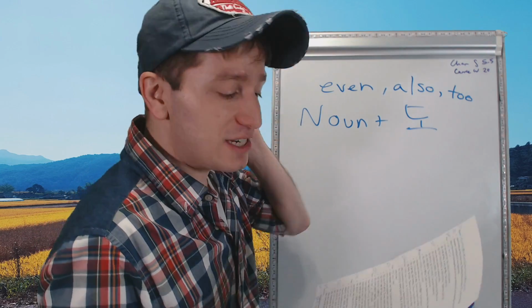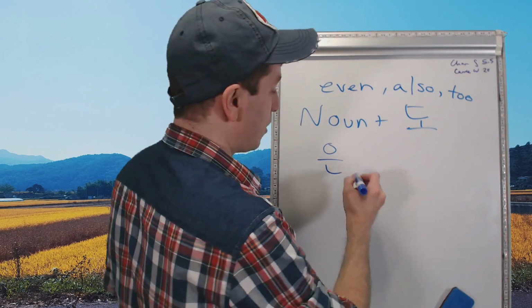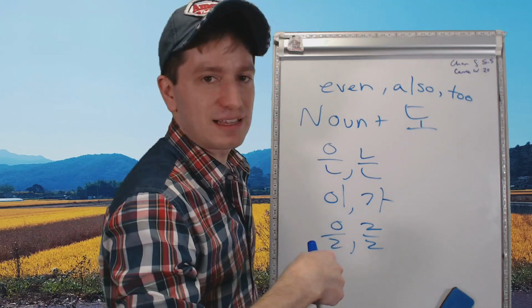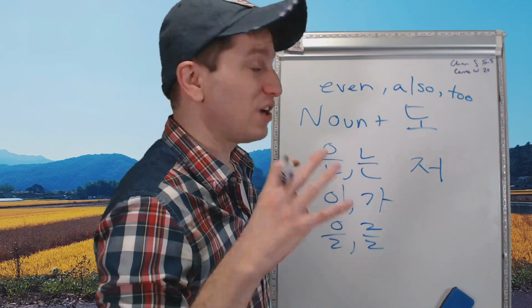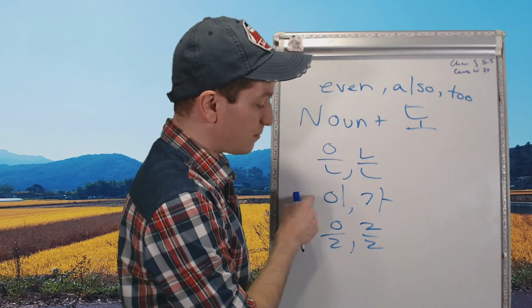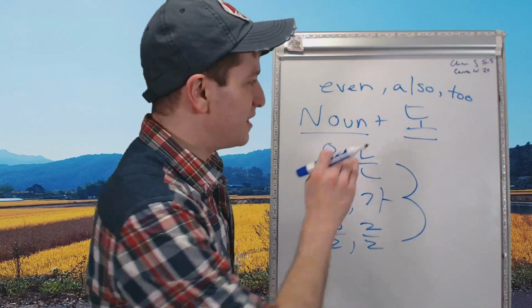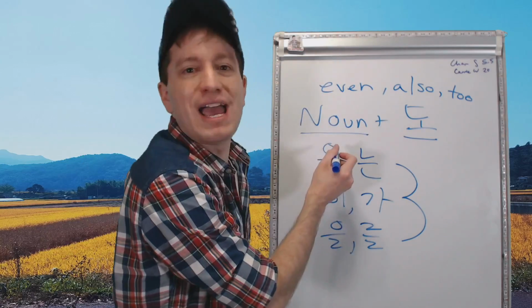Now there are some exceptions, however. This is not used together with the topic, subject, or object markers. So you cannot say something like 저는도 or 저도는. These do not make sense. So these are impossible combinations. You cannot have it with the subject marker or with the object marker. The noun that 도 comes after will be exactly what it's referring to and nothing else.